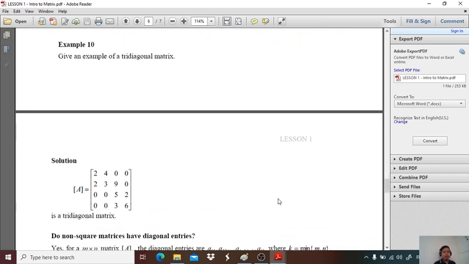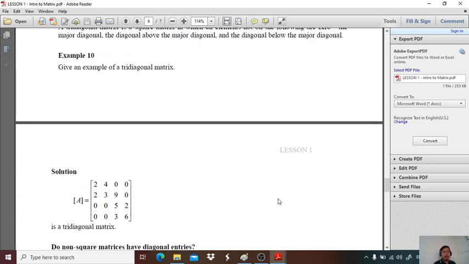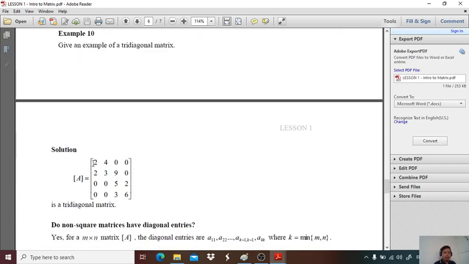This is an example of a tridiagonal matrix. The main diagonal is non-zero, the same as the upper and the lower diagonals. Although the lower diagonal has a zero, we can still consider it, since not all are non-zero.